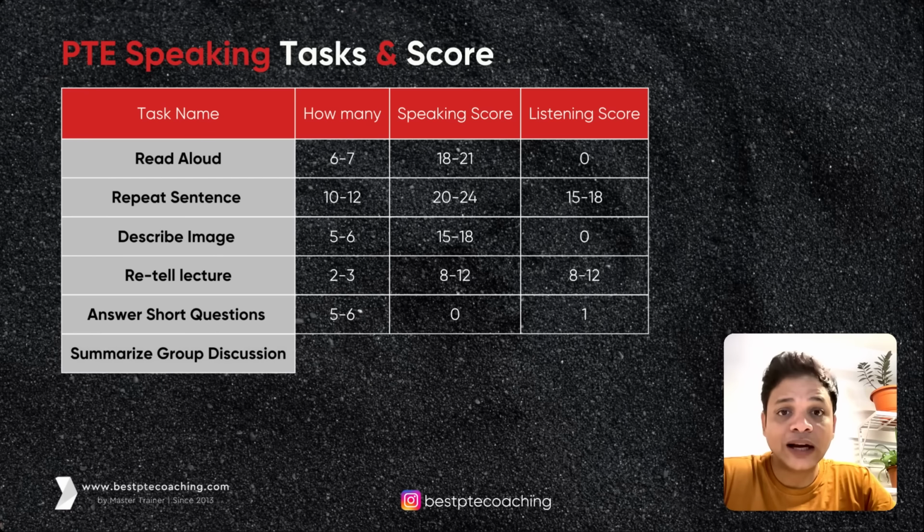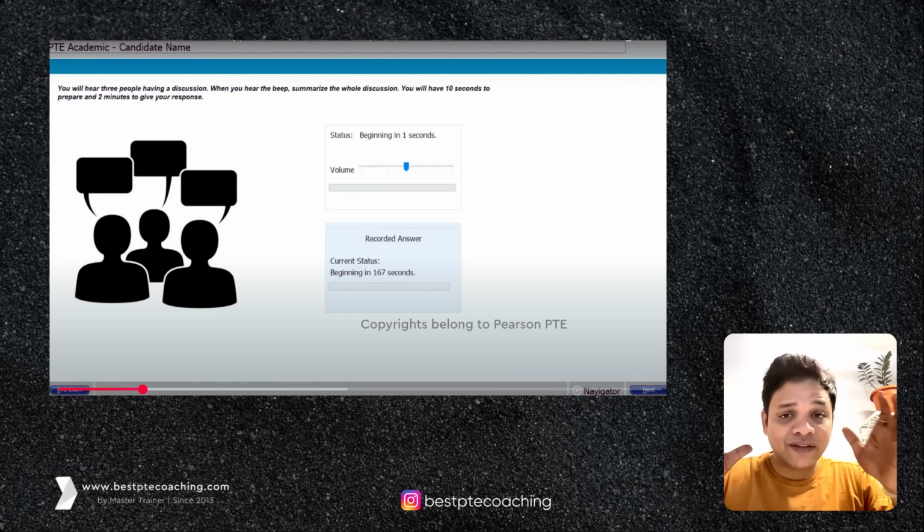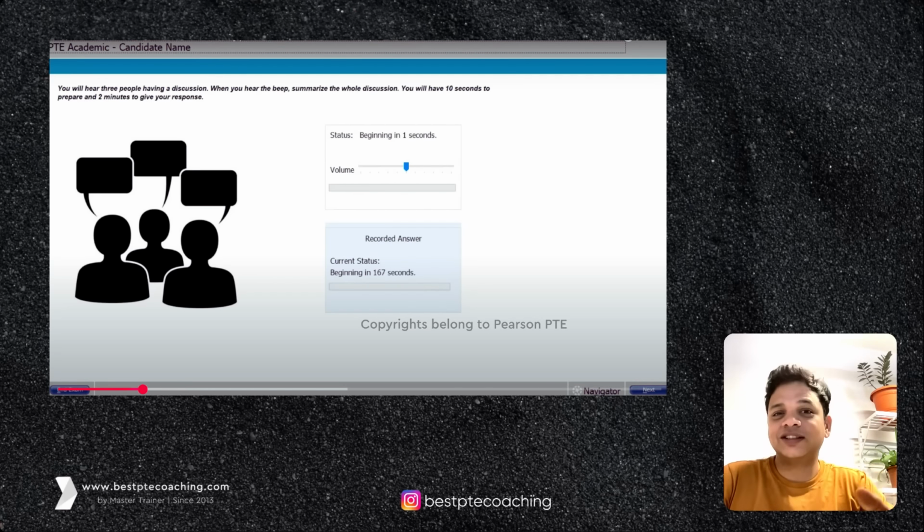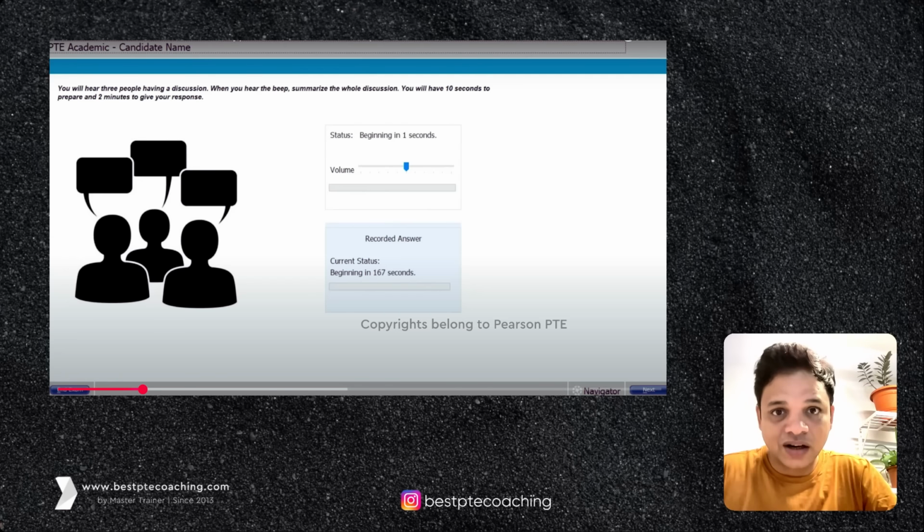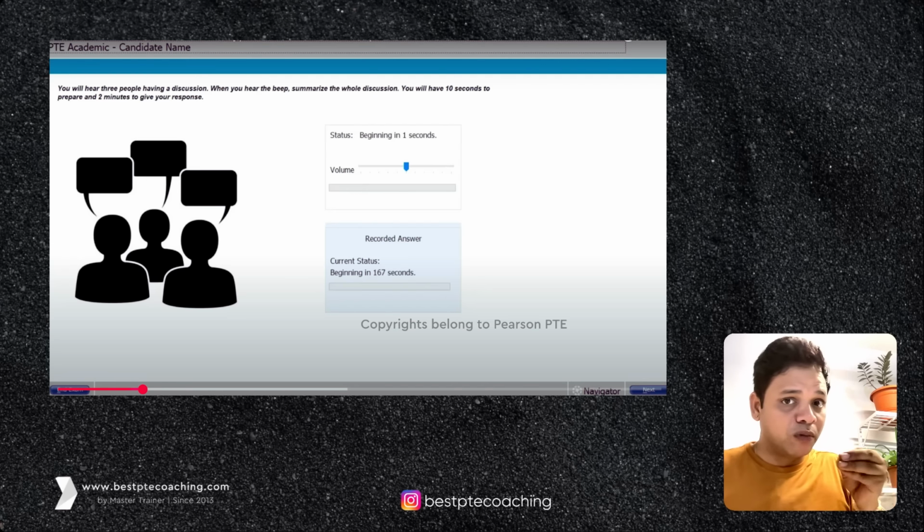And at number 6, you have summarize group discussion. 3 people will have a 3-minute discussion. While listening to that discussion, you have to write down three important points for each speaker. I repeat, 3 people discuss a matter for 3 minutes, a matter related to university, a matter related to academics.